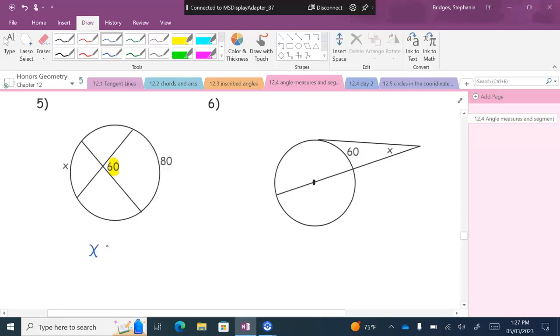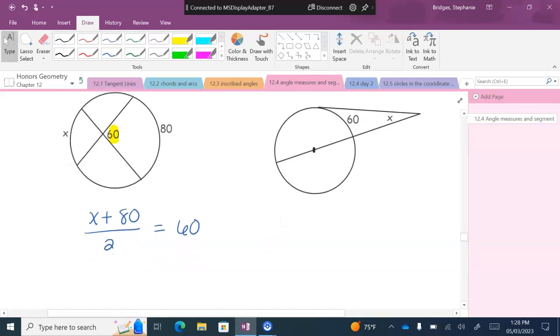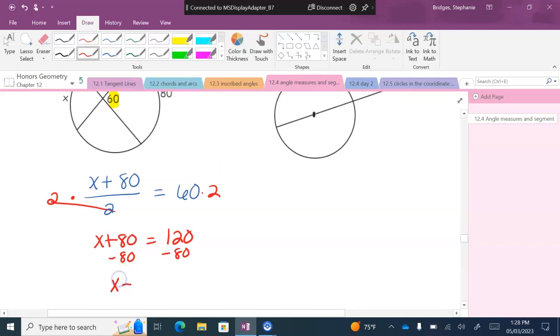X and 80. So I'm adding those two arcs, right? And then I divide it by 2, and then that's going to equal my angle, which is how much? 60. So I'm setting myself up a nice little equation. Okay, and then I can just solve it for x. I got to get rid of that divided by 2, so we're going to multiply by 2 first, yes? 60 times 2 is 120, and so then we subtract our 80, yep. And we figure out that that arc is going to be 40.